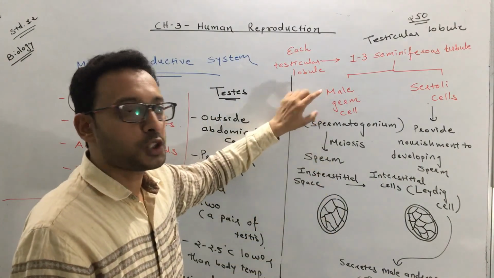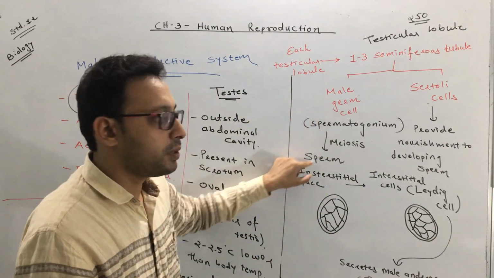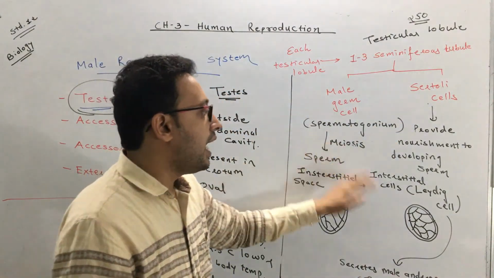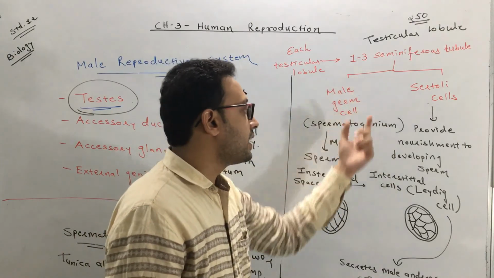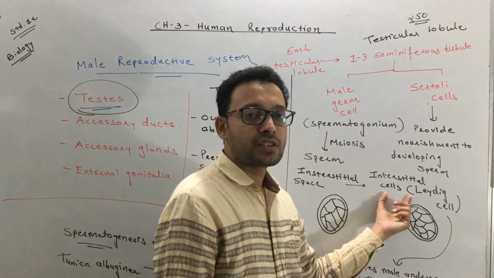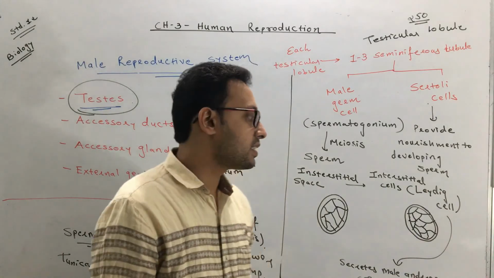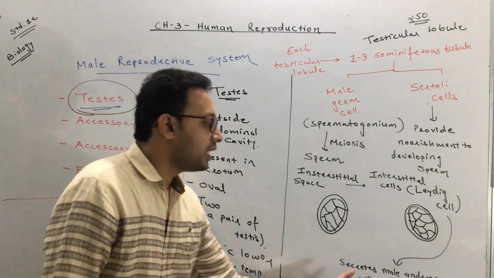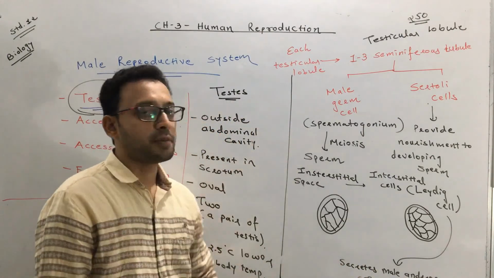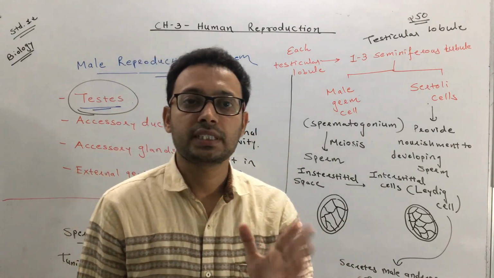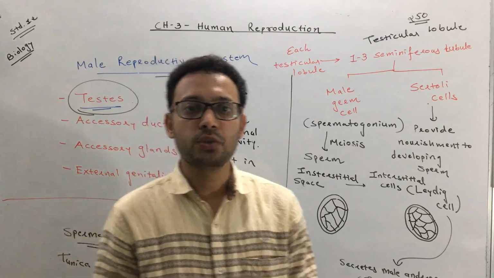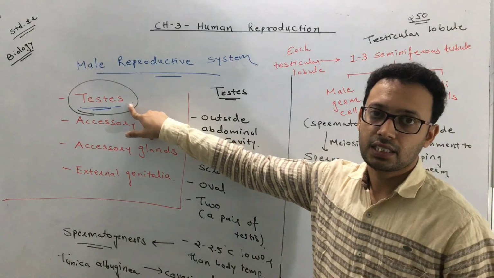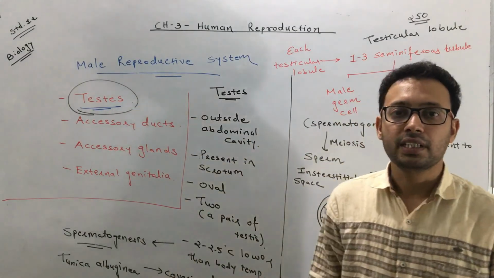The male germ cell or spermatogonium develops into a sperm by meiosis. The Sertoli cell provides nourishment to the developing sperm. Outside these cells are the interstitial cells, or Leydig cells. They secrete a male androgen called testosterone, and under the influence of this hormone, sperm formation starts. Okay, so I hope you are clear with this one part of the male reproductive system, testes. We will discuss the other parts in the next session.